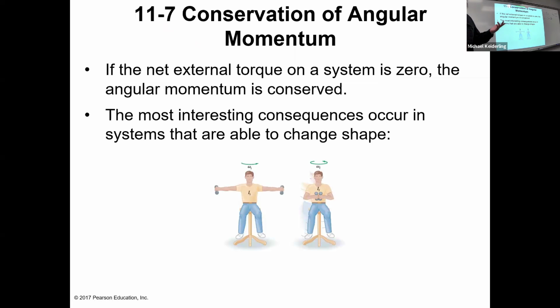Now, angular momentum is conserved, so if the net external torque on a system is 0, the angular momentum will be conserved. And the most interesting consequences of this occur in systems that are able to change shape. Which I will now demonstrate for the people who are actually here. Let's hope I don't get too nauseous. Yeah, I showed you a video on Monday, but I'm going to do it for real.